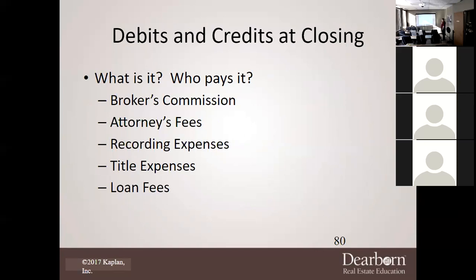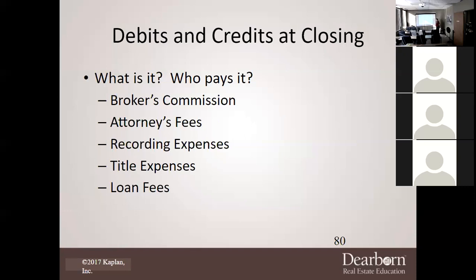Mr. Stahl, what is recording expenses? Well, after those documents are prepared by the attorneys, does that deed need to be sent somewhere? And where does it need to go, most likely? It needs to go to the county clerk. And the county clerk, do they work for free? Does government work for free? No. So it's recording expenses, and that's oftentimes going to be paid mostly by the buyer.